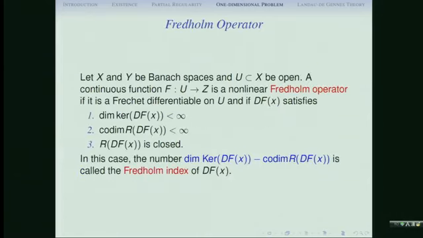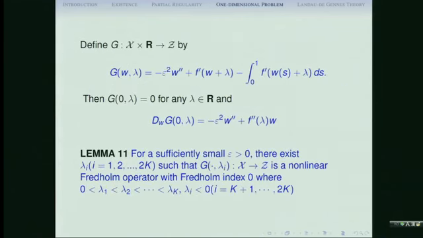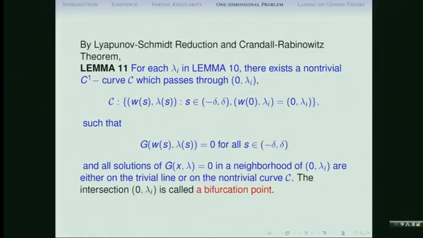And I can prove, let's see. First of all, I need to show this. If epsilon is small, then I can find some finite number of points whose Fredholm index equals 0. These are the bifurcation points. I'm not going to go into details, but somehow for each I can find the bifurcation point.